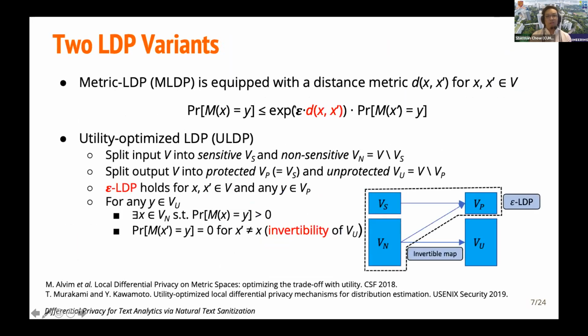One existing variant, which was proposed in CSF, is metric LDP. As you can see on the screen, instead of considering a uniform privacy budget, it adapts to the distance, according to a certain metric, of two items to be sanitized. So if the two items are far apart, then naturally there cannot be too much indistinguishability. That's the intuition, and that's the first variant we consider.